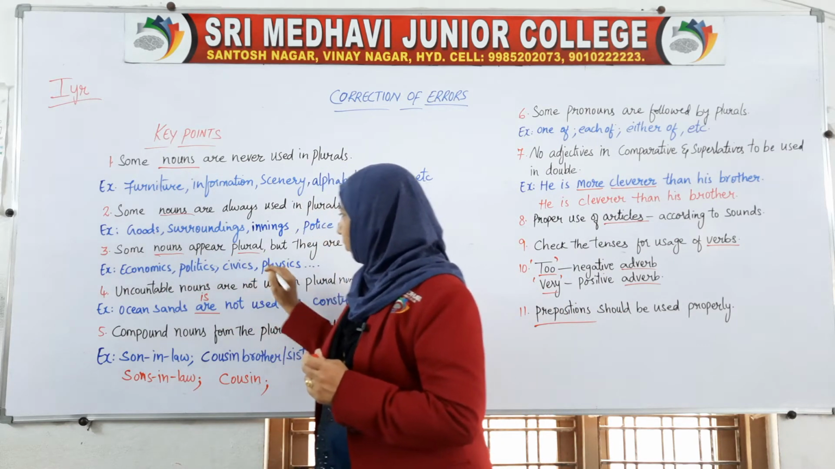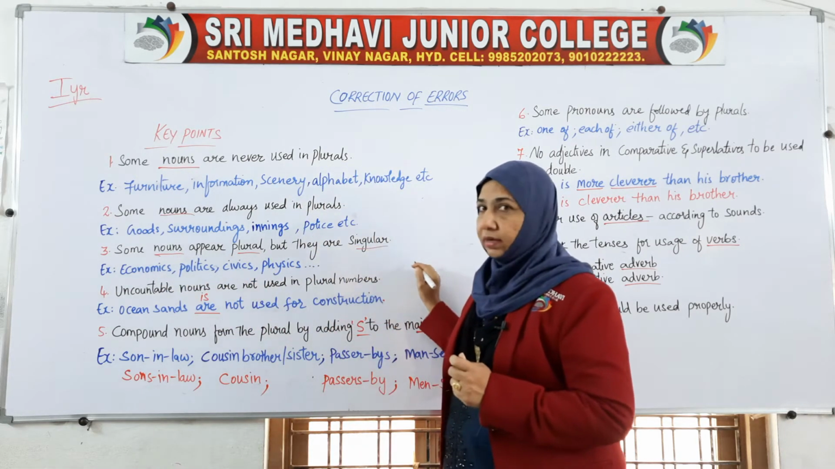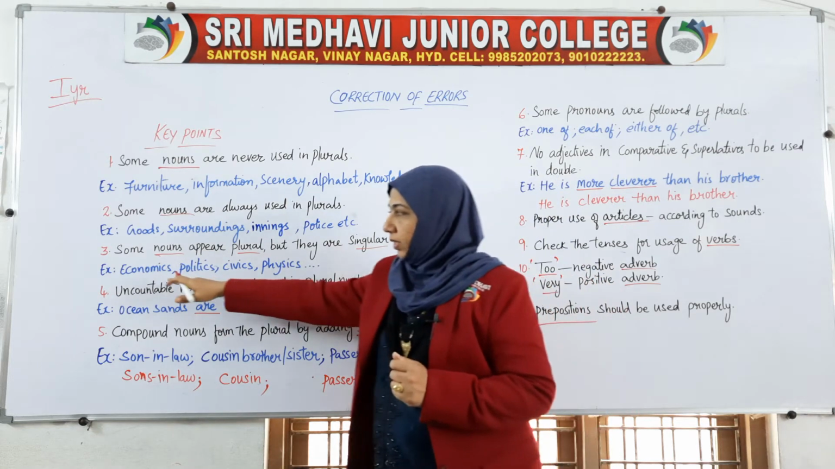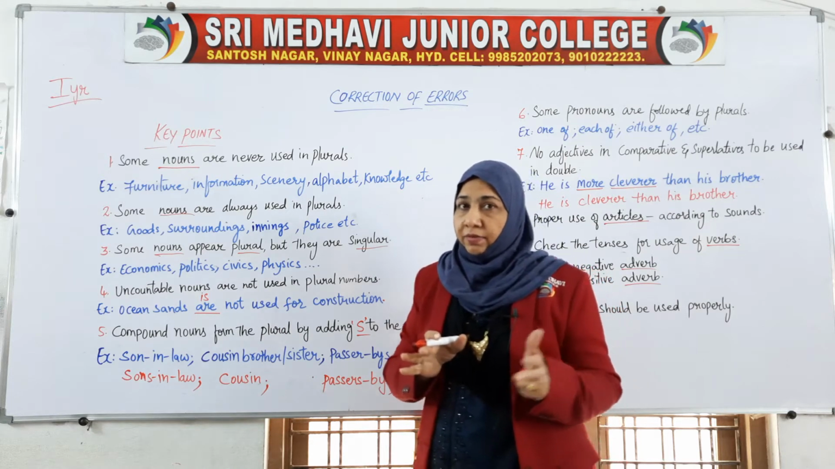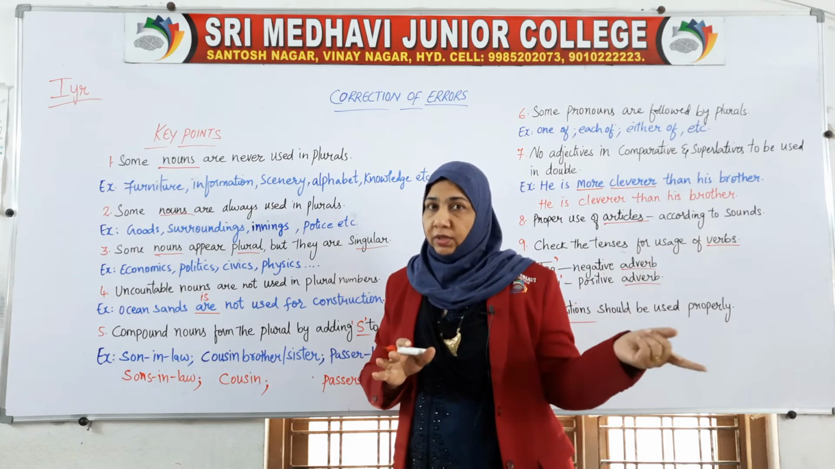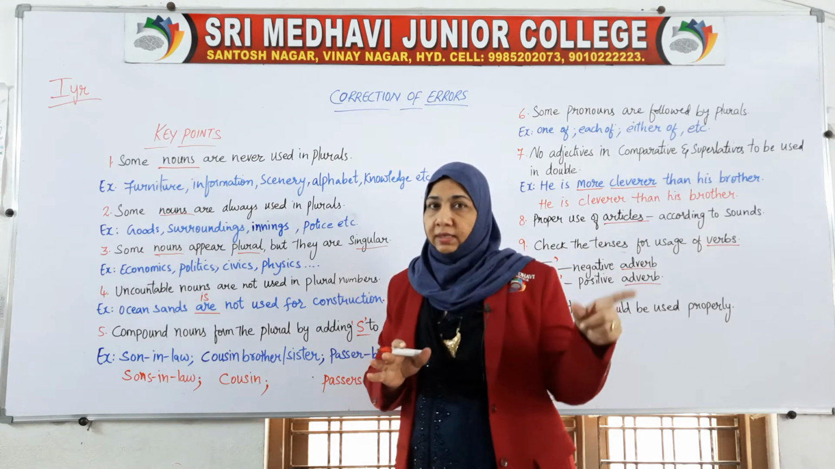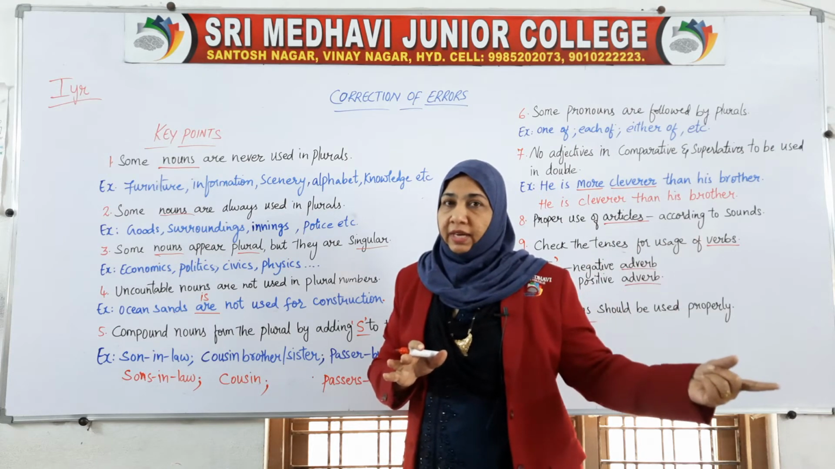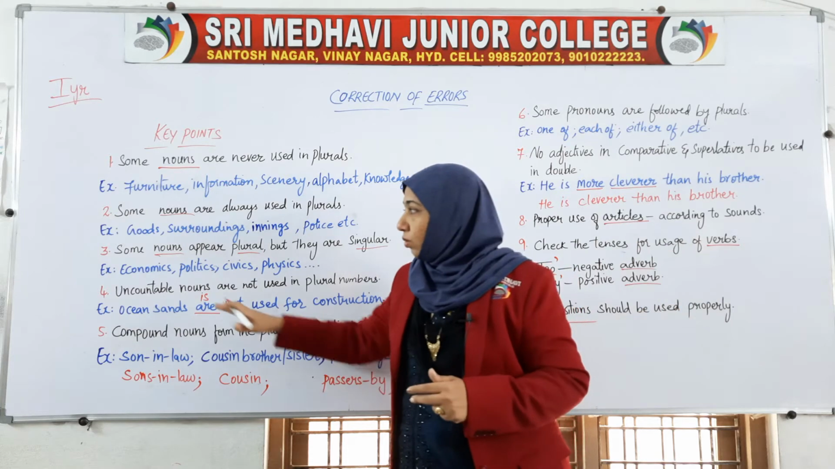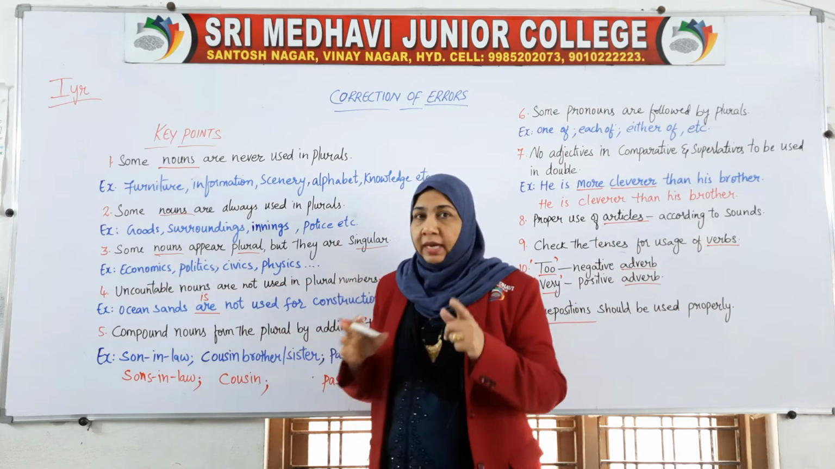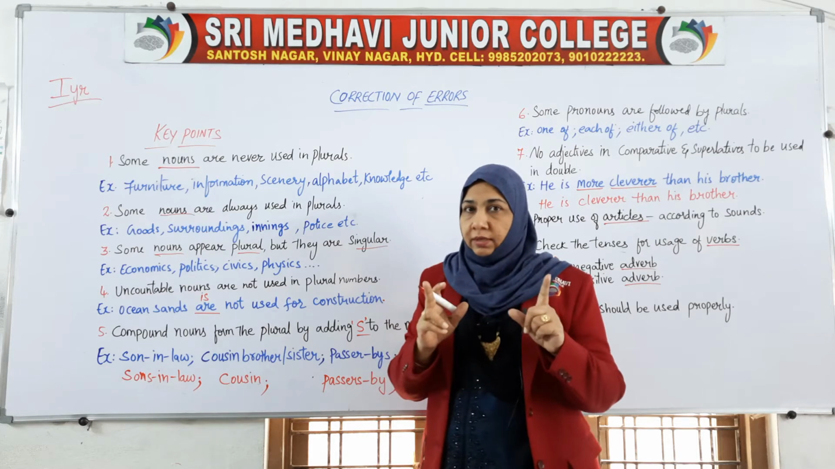They appear as plural but they are singular. How? Economics. Economics is a subject. We cannot say economics are a subject. Economics is a subject related to financial matters, and it has a wider scope. So when you are talking about this one, you are talking about a single subject.